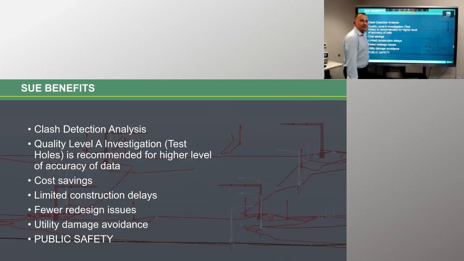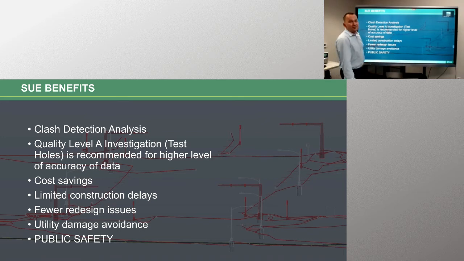Some of the SUE benefits, and the benefits are tremendous. I've already talked about the cost-saving benefit, but we also have a clash detection analysis, which is a conflict analysis. Quality level test hole is recommended at that point. We have the cost savings. I already mentioned that. From a construction standpoint, we have limited construction delays, fewer redesign issues, going back to the engineer of record, getting redesigns and RFIs.